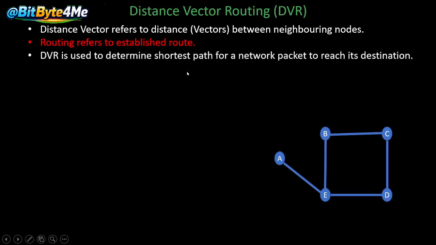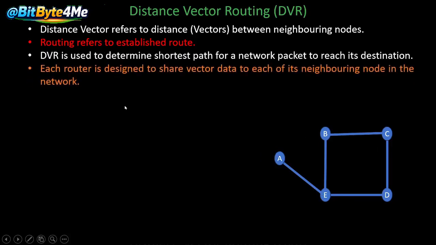DVR is used to determine the shortest path for a network packet to reach its destination. So this algorithm helps us find the shortest path so that the packets can be moved from one node to another node. Each router is designed to share vector data with each of its neighboring nodes in the network. So each and every node has data about its neighbors, and it is shared with all other nodes connected to it.